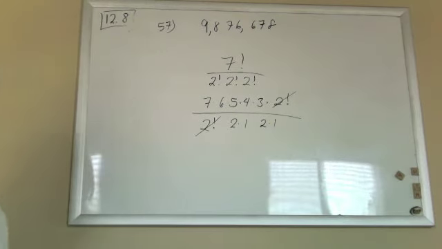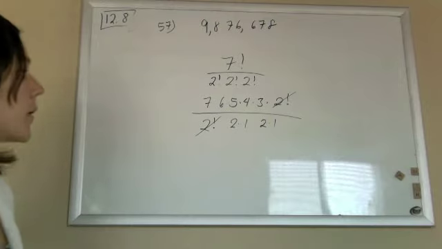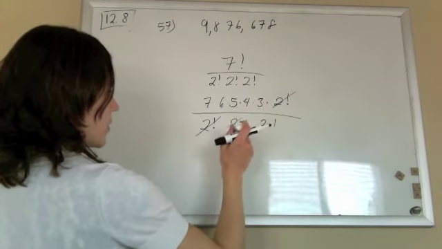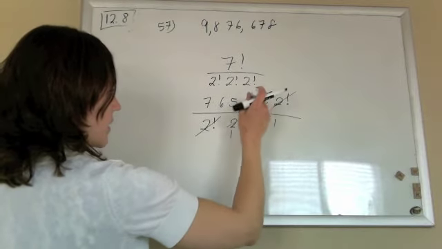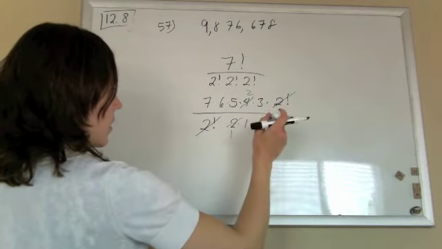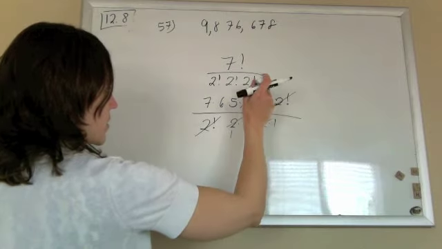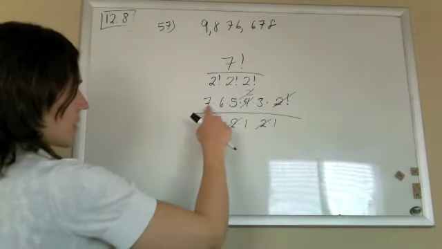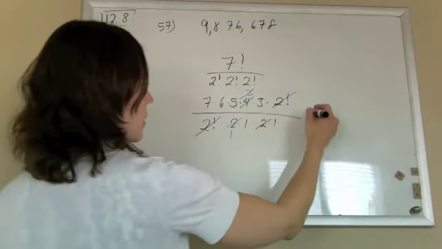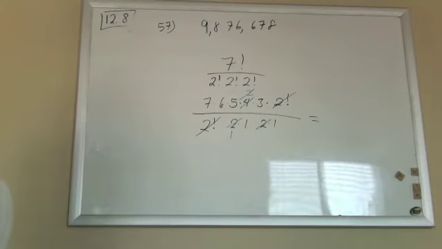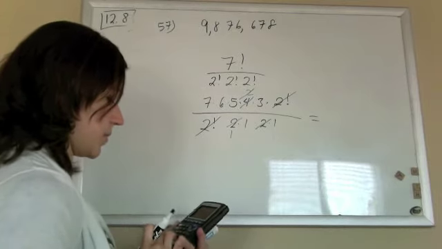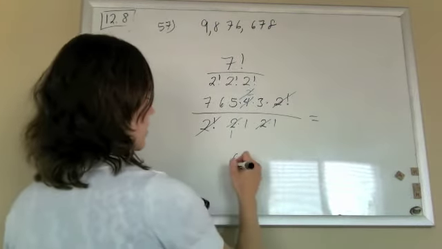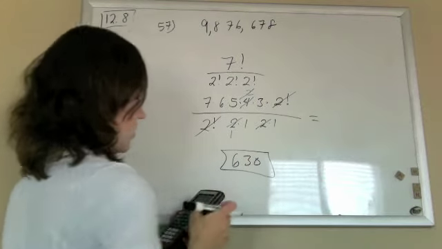So if I start canceling, everything in the bottom should cancel somewhere. I'll divide this by 2 to get a 1. I'll divide this by 2 to get a 2. And then I'll let this 2 cancel with that 2. So now all you have left on the top is 7 times 6 times 5 times 3. And if you do 7 times 6 times 5 times 3, you get 630. So that's that.